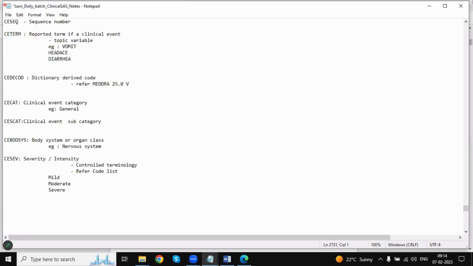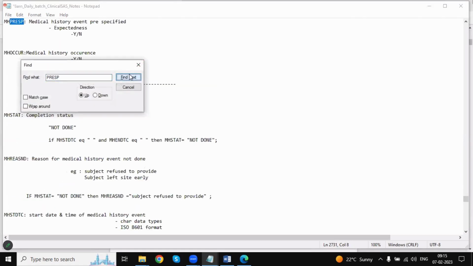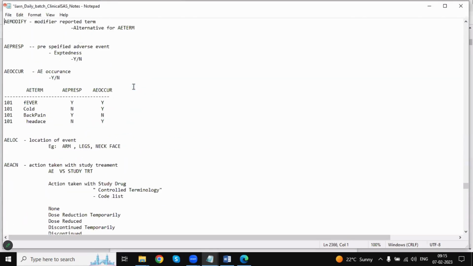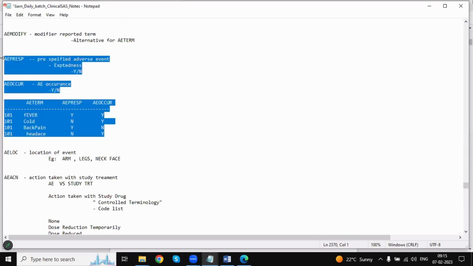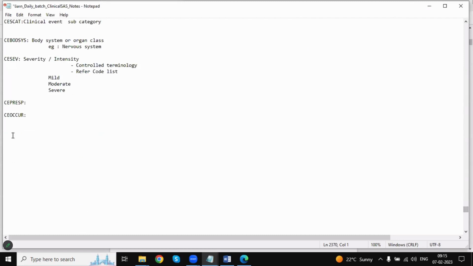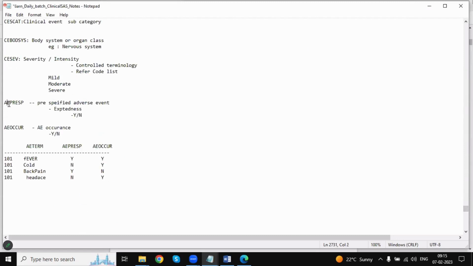Okay, clear? Next, apart from this, some direct variables, pre-specified and occurrence, will also come in other domains. Previously in the AE domain also it came. I can tell you the same example here also. Instead of AE, it's going to be CE. CE is pre-specified and occurrence. So pre-specified is the clinical event expectedness, yes or no. Occurrence: whether the particular clinical event occurred, yes or no.